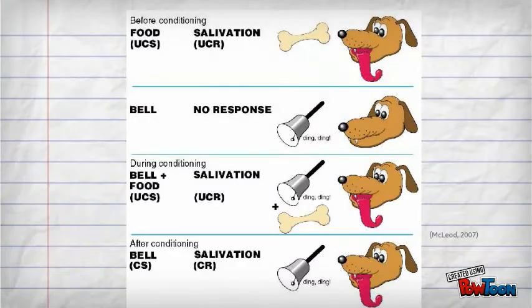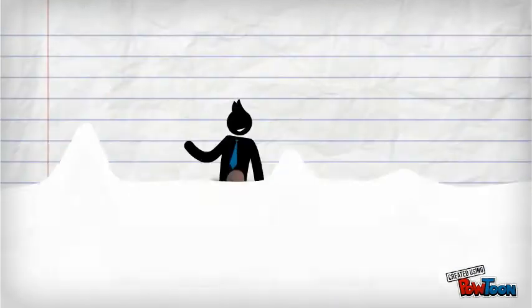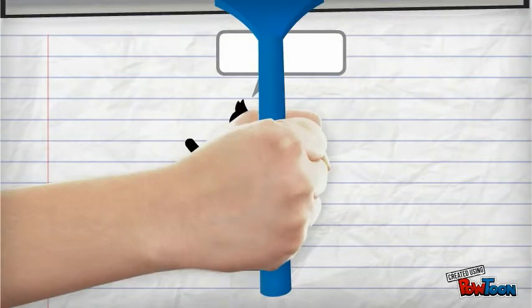In this example, the food causes salivation, the bell is no response. The bell plus food equals salivation. Eventually, after conditioning, the bell will cause salivation as well. So how do we use this in teaching?